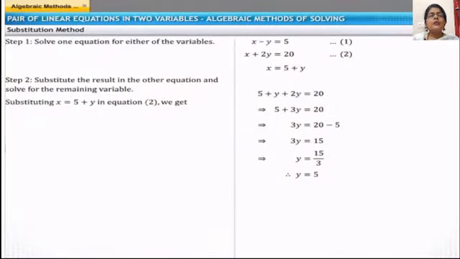Now, the first method is substitution. As the name says, substitution means putting the value of one into the other. So, here there are two equations given. One is x minus y equal to 5 and the other is x plus 2y equal to 20. Now, we can take any of the variables. We can take either x or y.